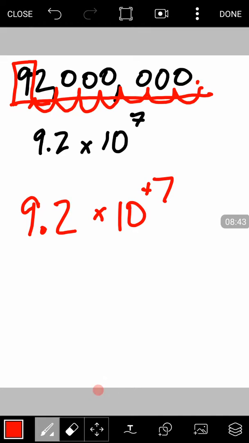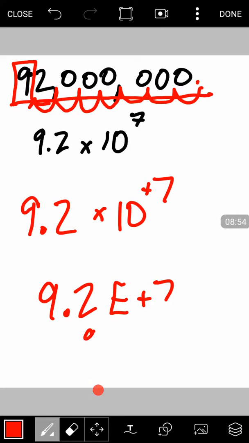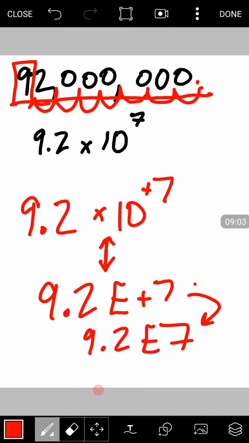If you're using a graphing calculator or some type of scientific calculator, the calculator would like for you to write it like this: 9.2 e positive 7. Or some calculators don't even like to use the positive sign. They'll just say 9.2 e 7. But these all mean the same thing. That is scientific notation. I actually prefer the E because I just wrote 5 really quick, easy things, and it's really easy to put that in the calculator.